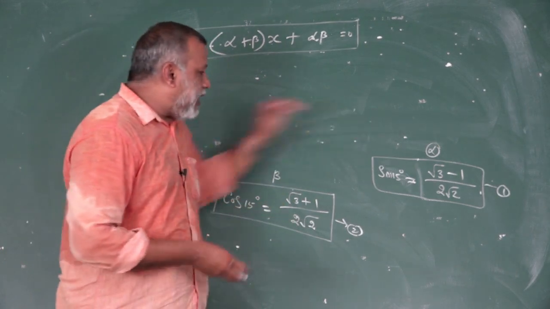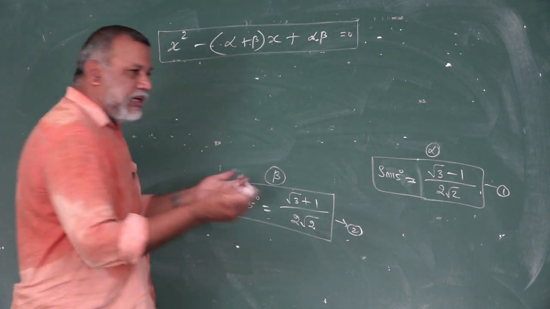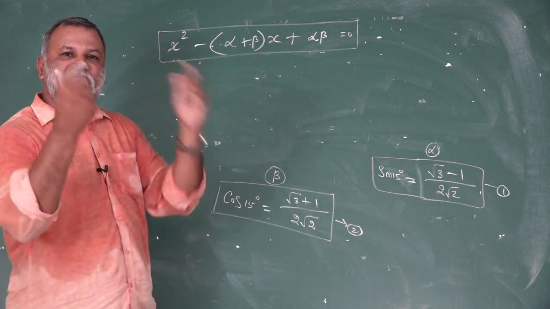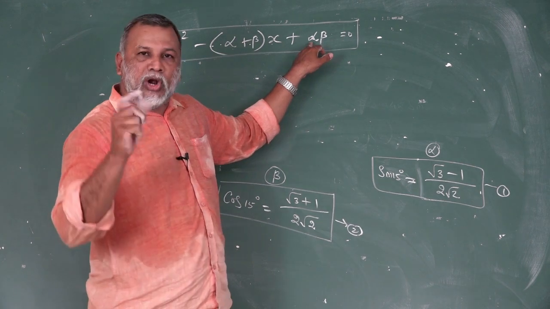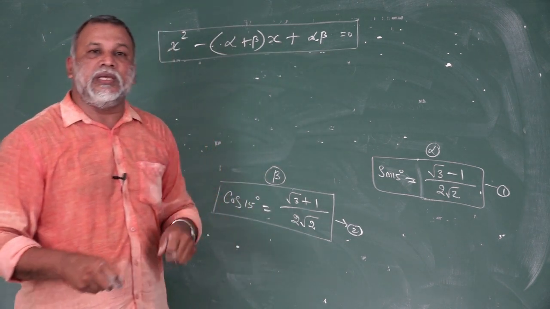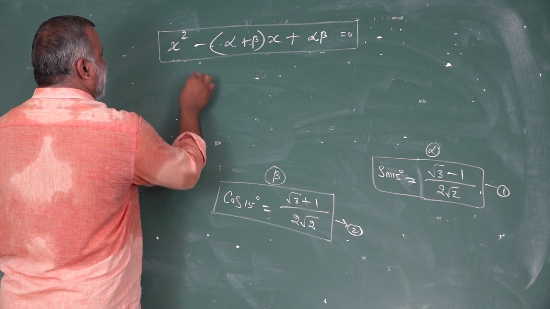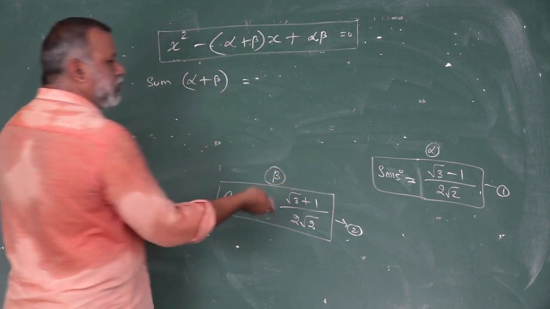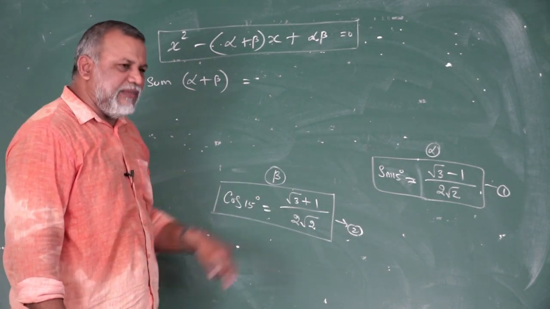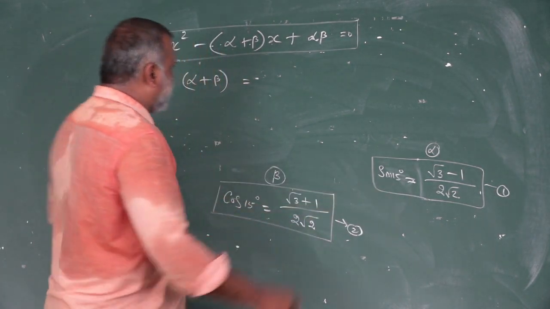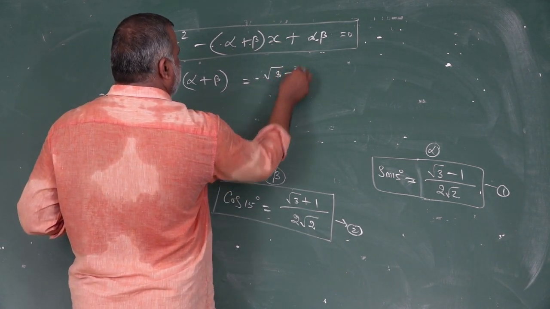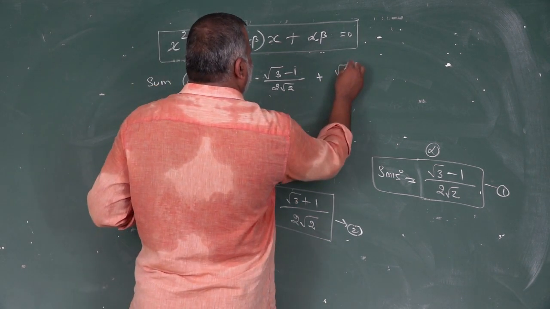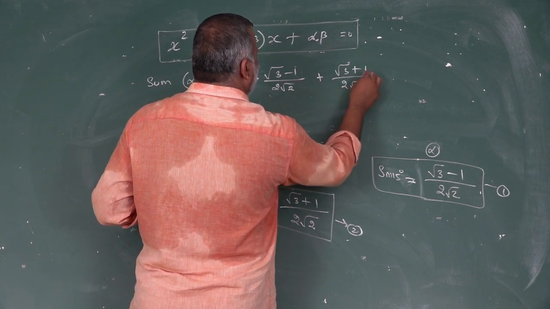So now alpha and beta are the roots of a quadratic equation. Now we are going to add. This is the sum of the roots, alpha plus beta. Then we need the product of the roots. So first we find alpha plus beta. I am going to add the two values directly. With the common denominator, the first value root 3 minus 1 divided by 2 root 2, plus the second value root 3 plus 1 divided by 2 root 2.